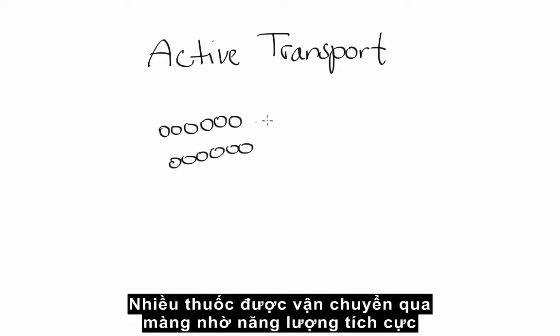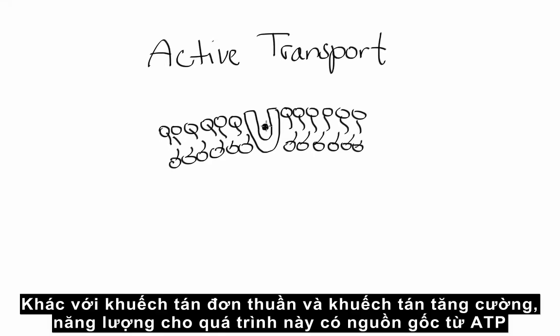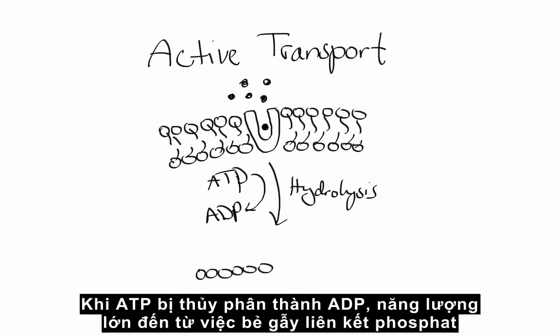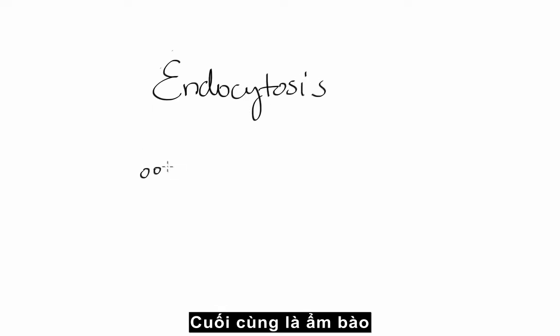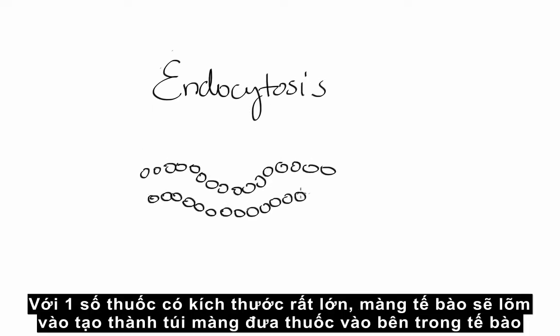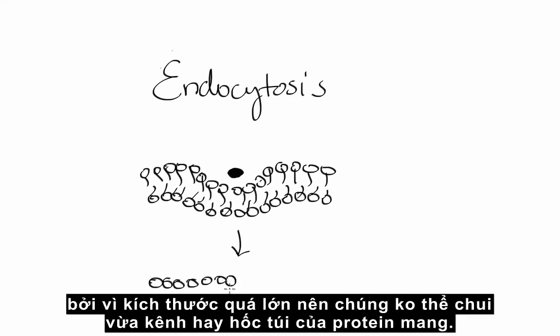Some drugs are transported across the membrane via active, energy-dependent transport. Unlike passive and facilitated diffusion, energy for this process is derived from ATP. When ATP undergoes hydrolysis to ADP, a high amount of energy comes from the breaking of the phosphate bond. Lastly, in endocytosis, drugs of very large size get transported via engulfment by the cell membrane. Because of their large size, they wouldn't fit in a channel or a pocket of a carrier protein.